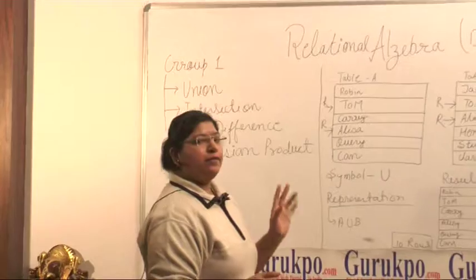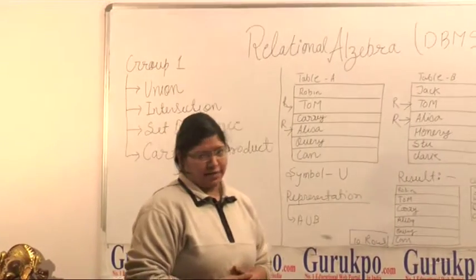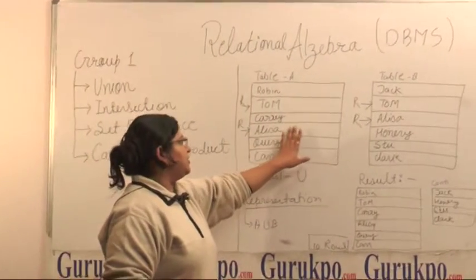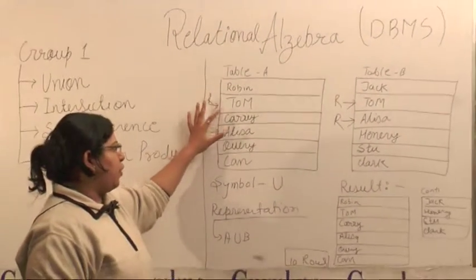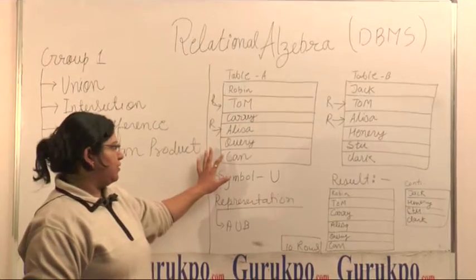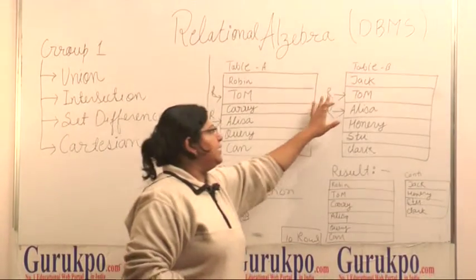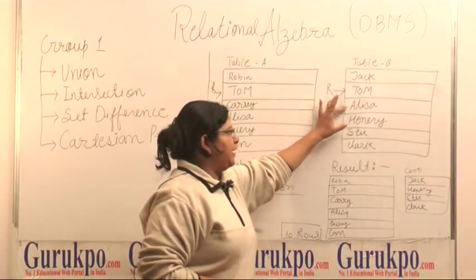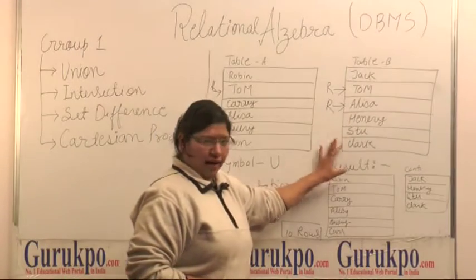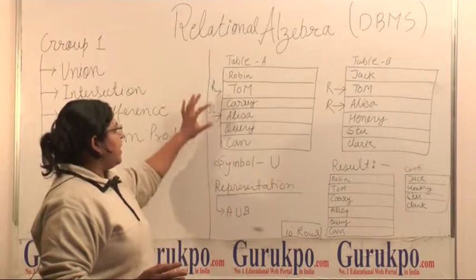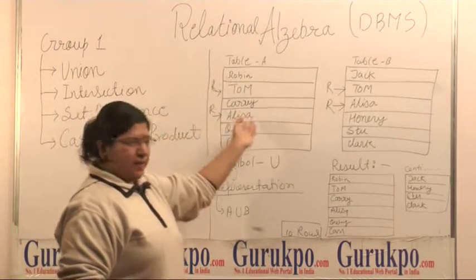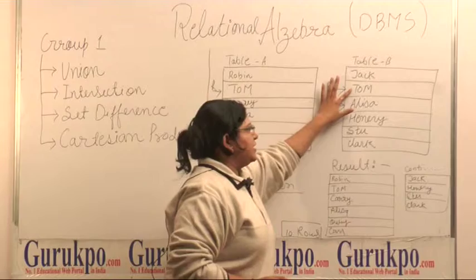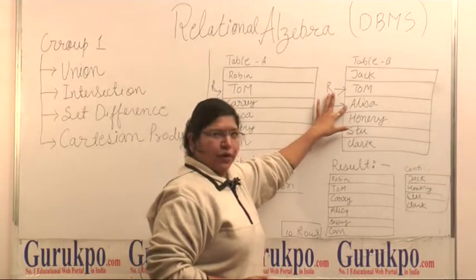As you can see, I have two relations, which I refer to as tables. We have two tables, table A and table B. We have some entries like Robin, Tom, Carrie, Elisa, Query and Ken. And in this table we have Jack, Tom, Elisa, Henry, Stu and Clark. As you can see, there are two entries, Tom and Elisa. These entries are repeating in table B also. You can see here Tom and Elisa, right?